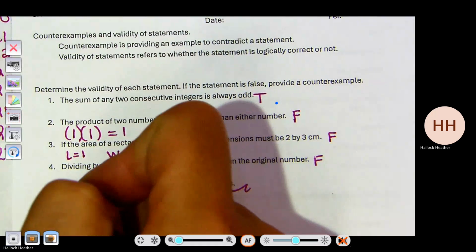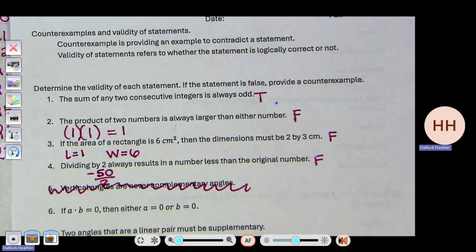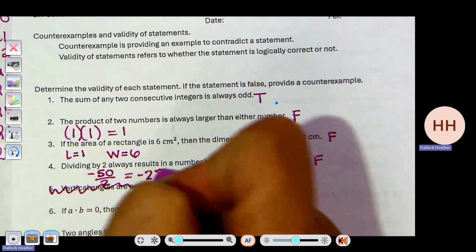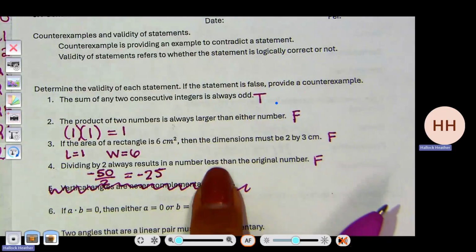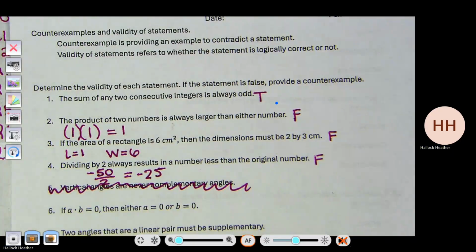-50 divided by 2. If I take a negative number and I divide by 2, that's negative 25. Negative 25 is technically not less than negative 50. Negative 25 is more. So your negatives are where it would be backwards.